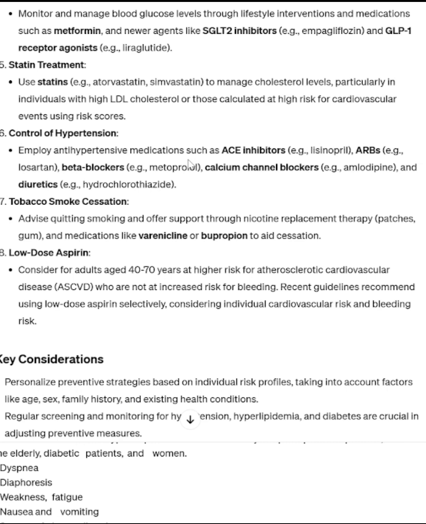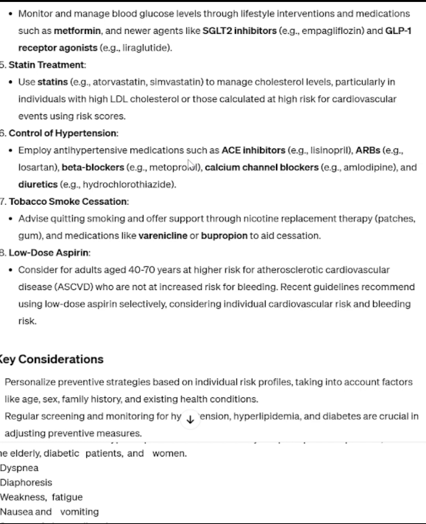Monitor and manage blood glucose levels through lifestyle interventions and medications such as metformin and newer agents like SGLT2 inhibitors, e.g. empagliflozin, and GLP-1 receptor agonists, e.g. liraglutide. 5. Statin treatment. Use statins, e.g. atorvastatin, simvastatin, to manage cholesterol levels, particularly in individuals with high LDL cholesterol or those calculated at high risk for cardiovascular events using risk scores.